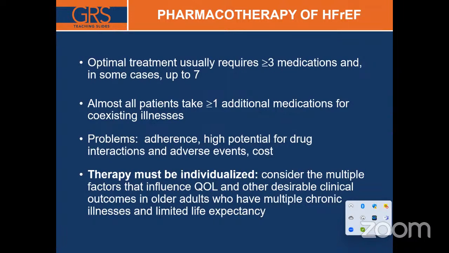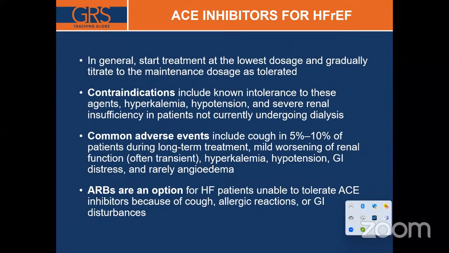Consider the multiple factors that influence the quality of life and other desirable clinical outcomes in older adults who have multiple chronic illnesses and limited life expectancy. In general, the first drug is an ACE inhibitor. In general, start treatment at the lowest dose and gradually titrate to maintain the dose as tolerated by the patients.